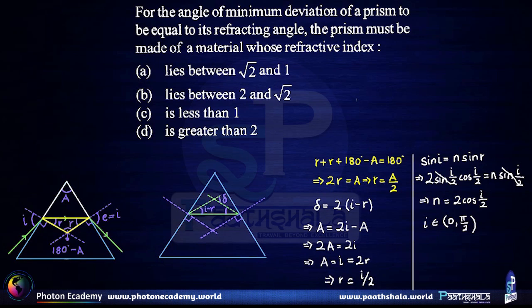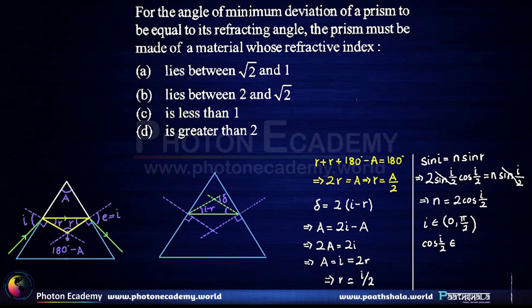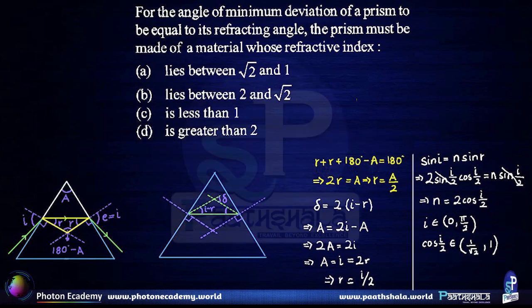Therefore, cos I by 2 can only vary between, at I is equal to pi by 2, cos I by 2 or cos of pi by 4 equal to 1 by root 2. And when I is 0, cos I by 2 is 1. So 2 cos I by 2 lies between the square root of 2 and 2. Therefore, option B is the answer.